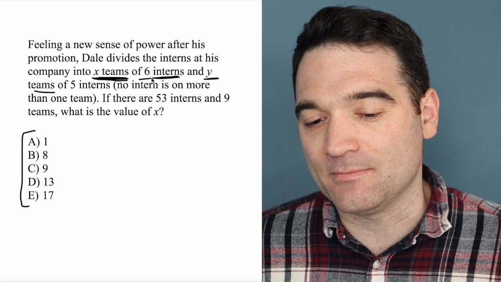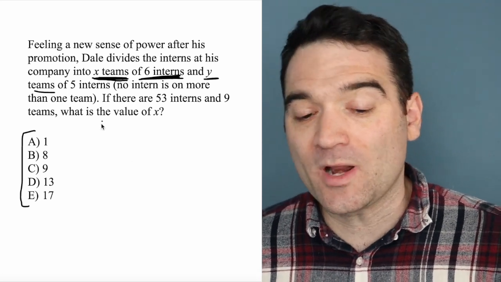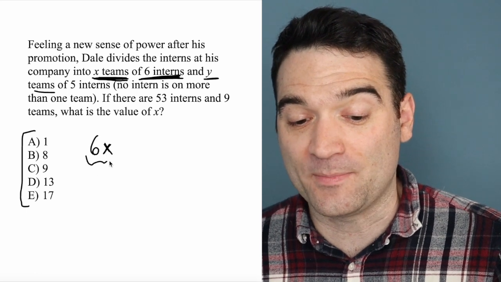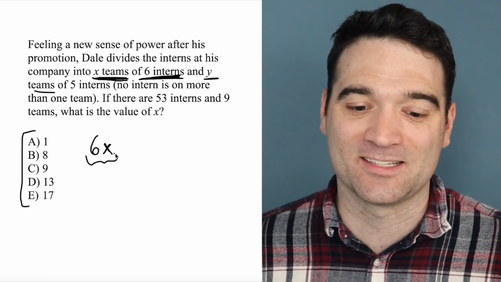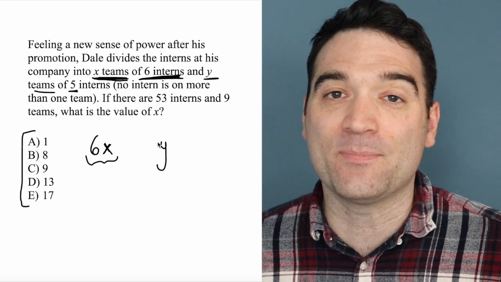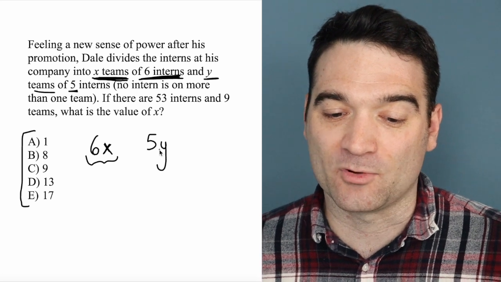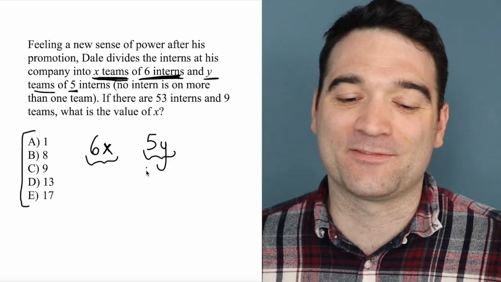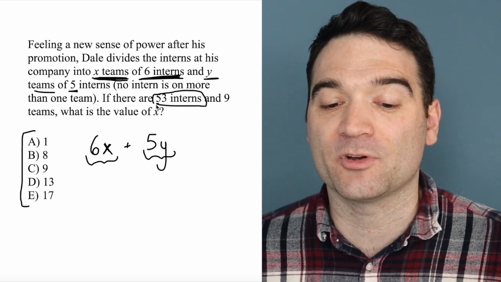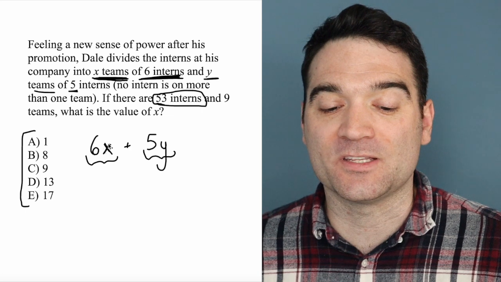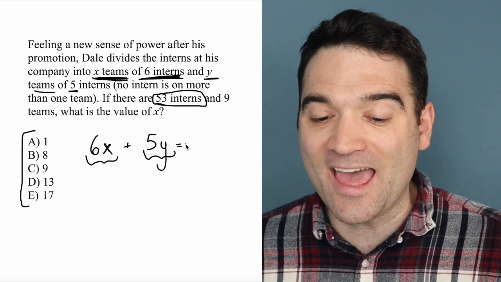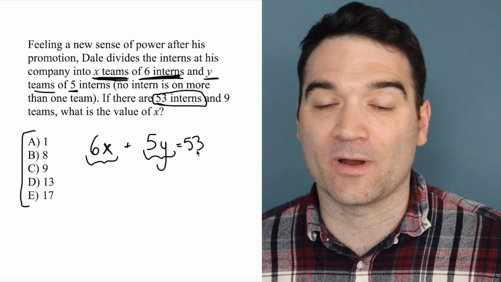There are X teams of 6 people. So what I could say is that I have X teams and each team has 6 people, so the total number of people on these types of teams is 6X. And the same thing for Y and 5, right? There are 5 people on each Y team, where Y is the number of Y teams, so 5 times Y. And what I get when I add these together is the total number of interns. There are 6 people on each of these teams, however many there are. There are 5 people on each of these teams, however many there are. I add those together and I get 53.